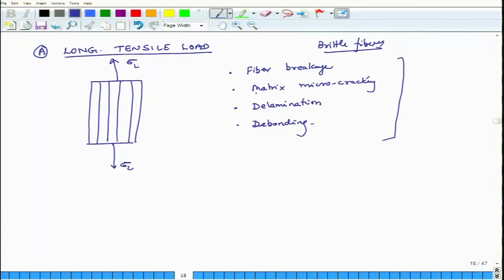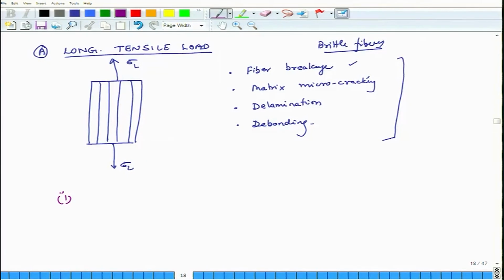The entire layer may not get separated, but in debonding, individual fibers may separate from the system. There are different modes of failure. In some mode you may have fiber breakage only, in another mode you may have matrix micro cracking and delamination and so on and so forth. But when you look at this, there are 3 or 4 important modes of failure.